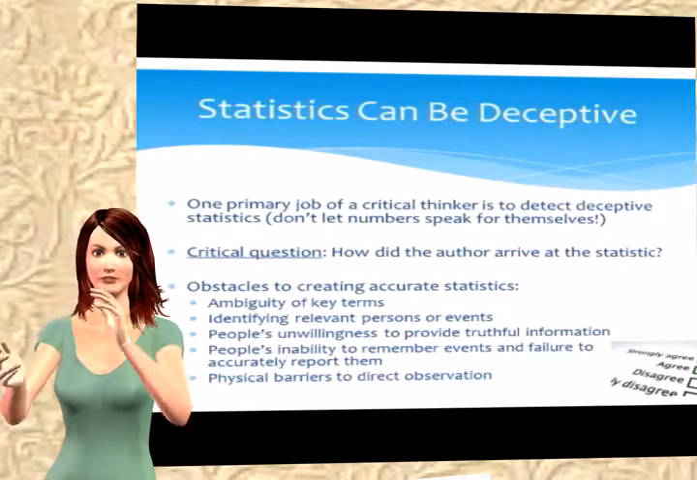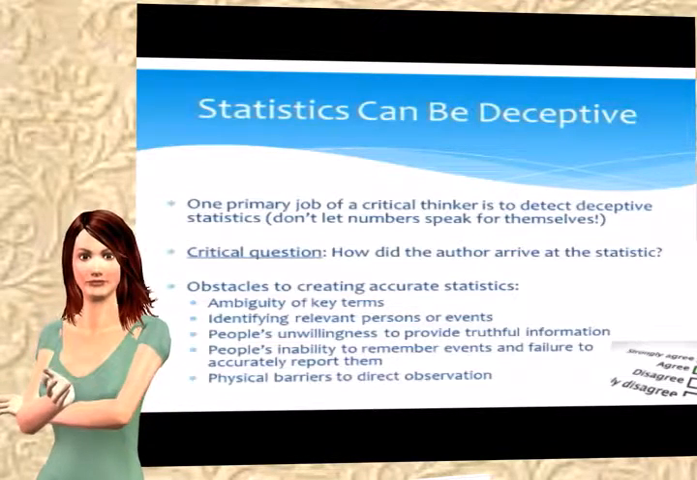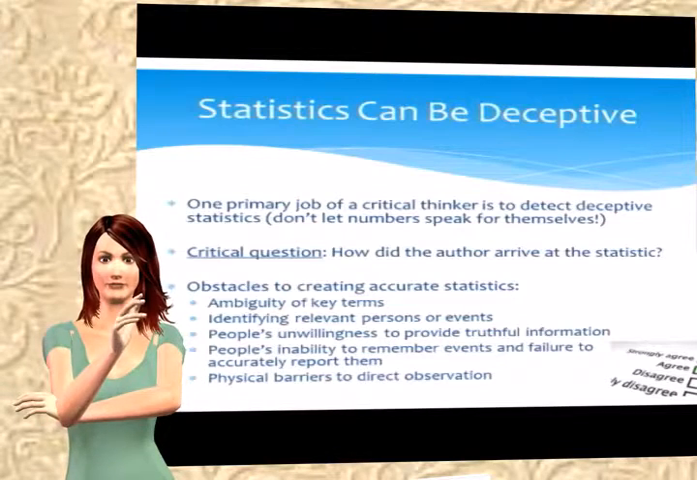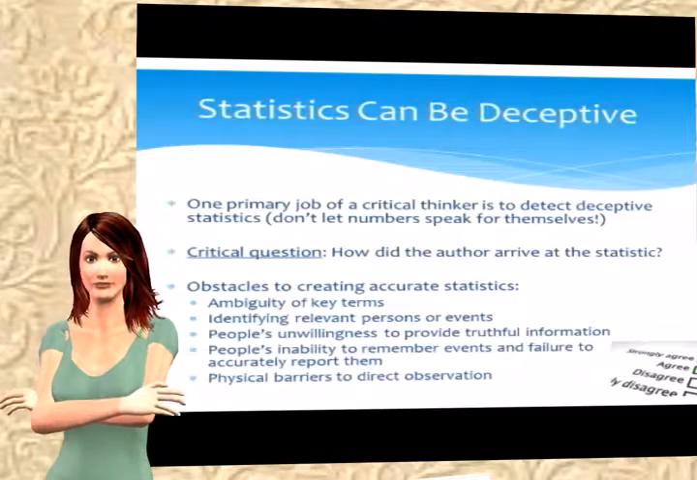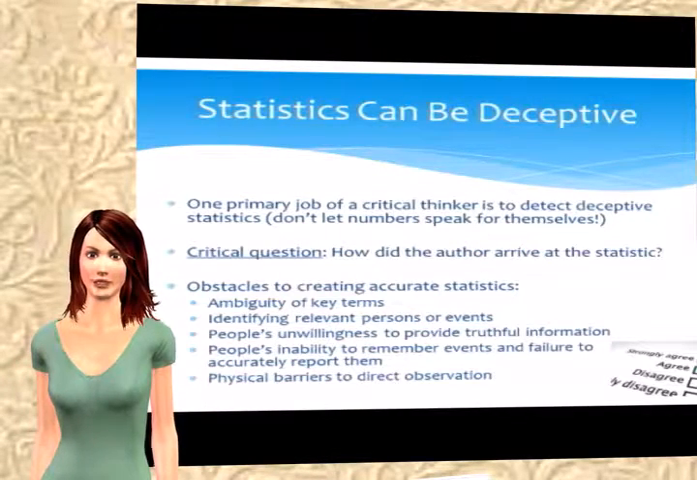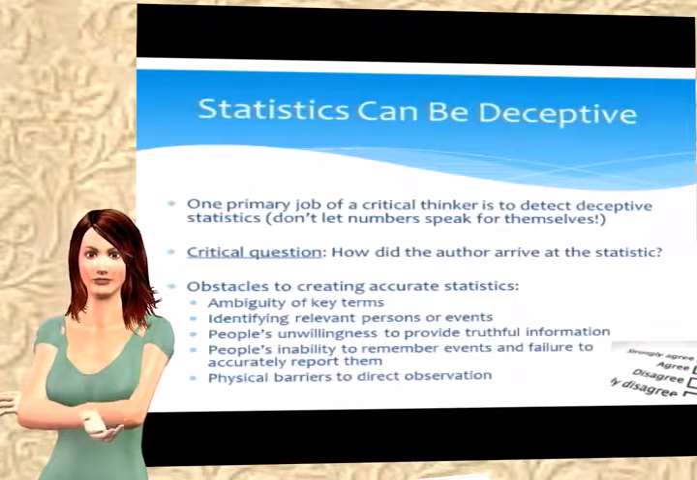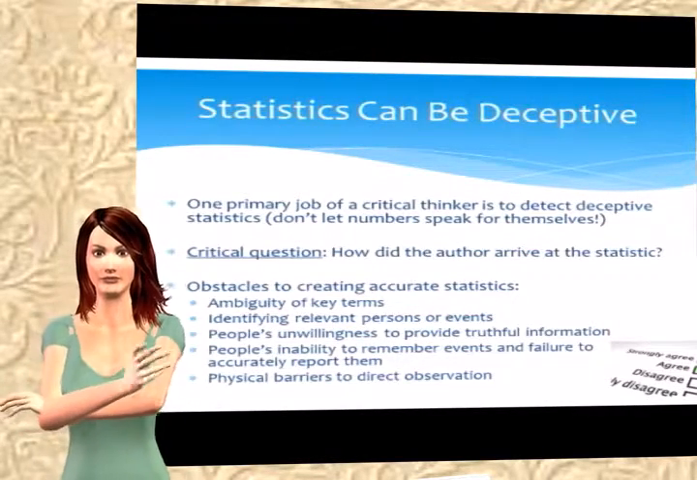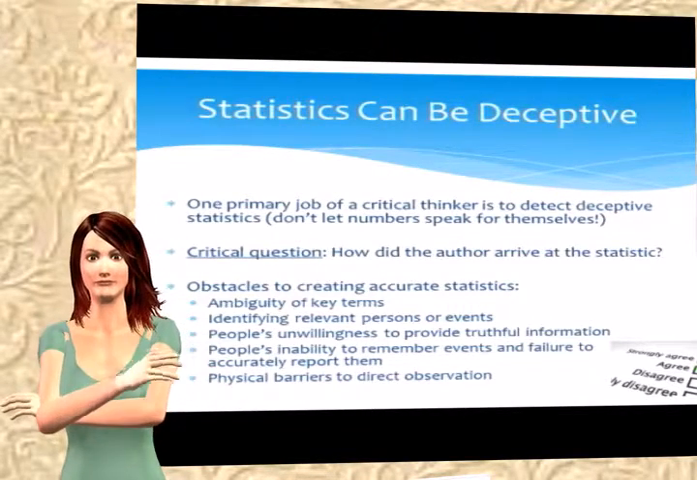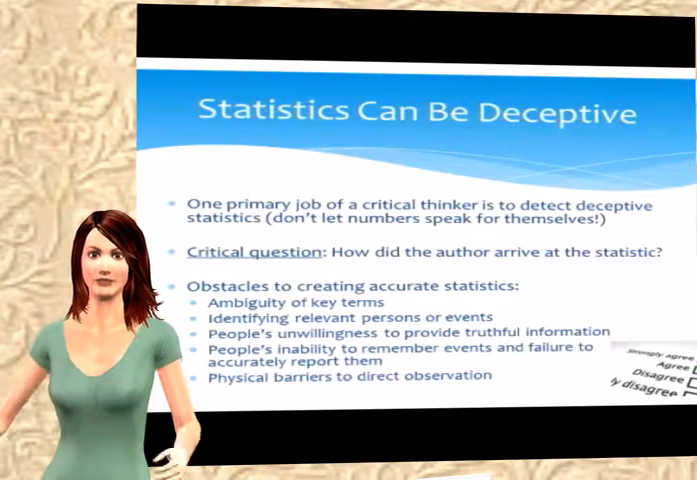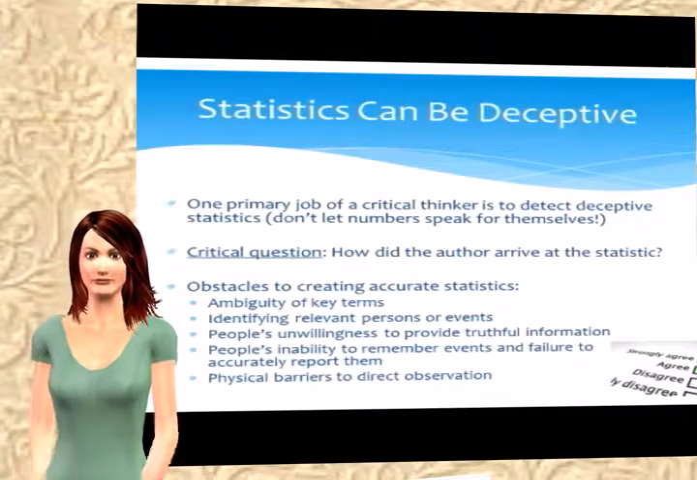Now, there are a lot of obstacles to creating accurate statistics, and these obstacles can lead to statistics being inaccurate reflections of what's actually going on out there in the social world. The first one, we've talked about this before: a lot of key terms can be very ambiguous. They can have different meanings. When we ask people questions, say in a survey, which is one of the primary methods where we get a lot of our statistical evidence, words can mean very different things to two different people. That ambiguity can pose a challenge.